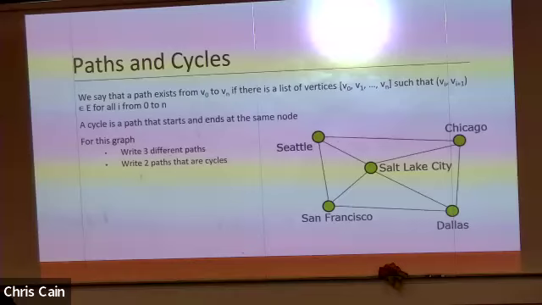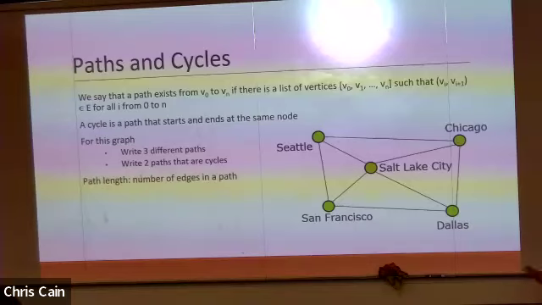Exactly. Seattle to San Francisco to Dallas to Salt Lake City to Chicago to Seattle is a cycle. Seattle to Chicago to Salt Lake City to Dallas to Chicago to Salt Lake City to Dallas to San Francisco to Salt Lake City to Seattle is a cycle that has cycles inside of it. It gets arbitrarily complicated.